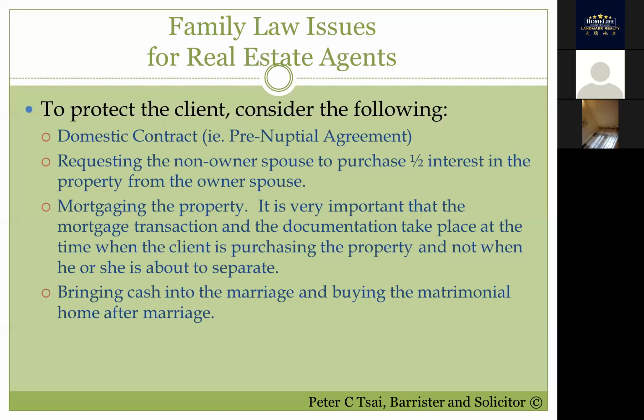The other thing you could do, the third thing, is you could mortgage the property. So what happens is the child purchases the property and then gives the mortgage back to the parents for the full value of the property. All right. So let's say the parents bought a $1 million property for the child. The child then can give a $1 million mortgage back to the parents. So that way you reduce the value of the matrimonial home down to zero. The equity will be down to zero. But it is very important that the mortgage transaction and the documentation take place at the time when the purchaser or the client is purchasing the property, and not at the time when he or she is about to separate.